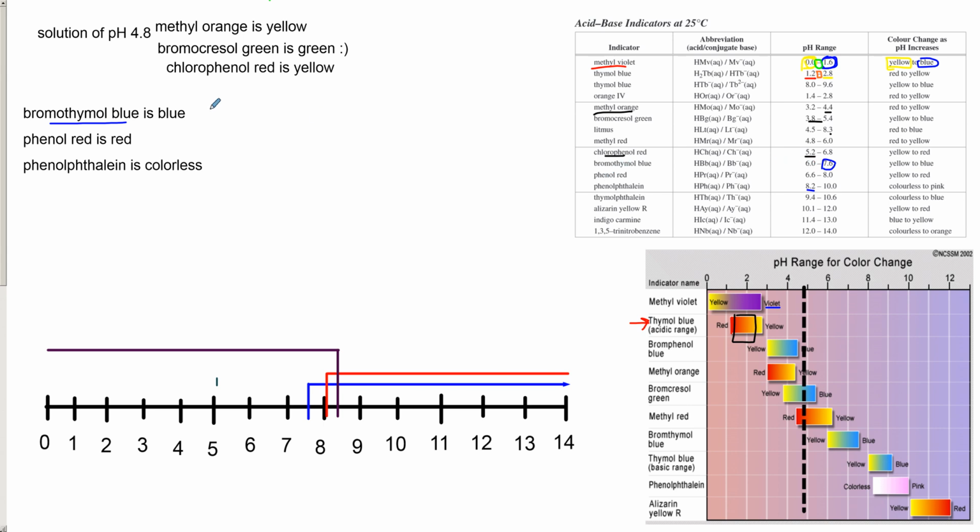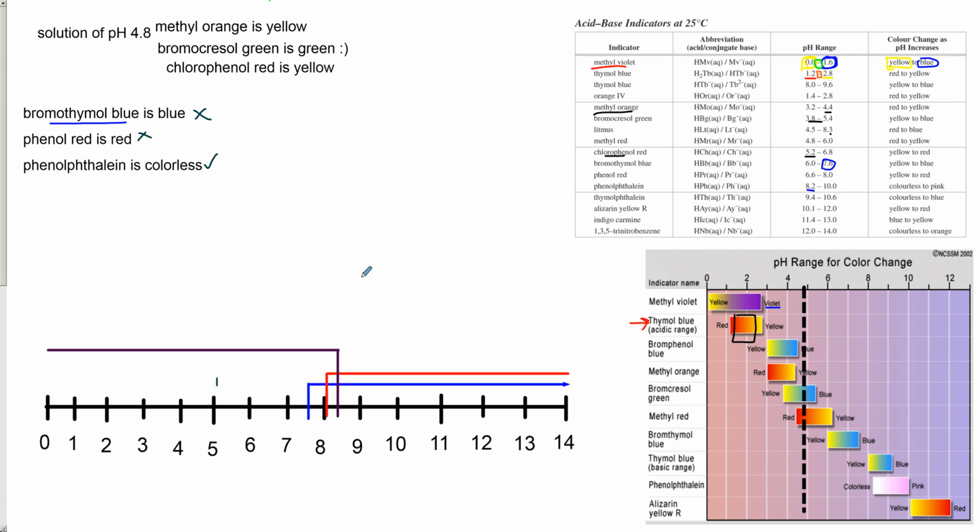Just for the sake of argument, what color is phenol red at pH 5? It's below 6.6, so it would be yellow. Wah, wah, we're wrong again. And phenolphthalein is colorless below 8.2. So yeah, phenolphthalein at pH of 5 would be colorless, but the other two are wrong.